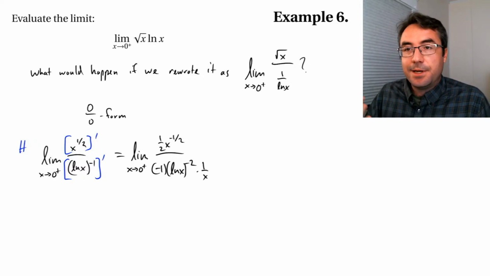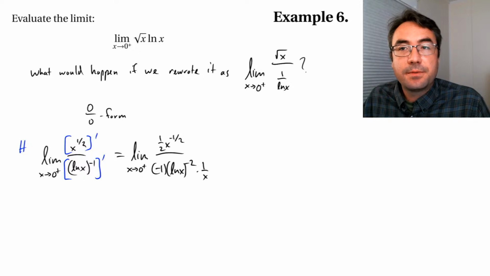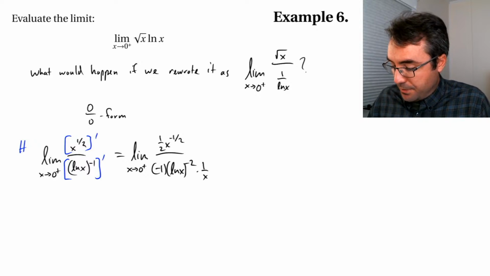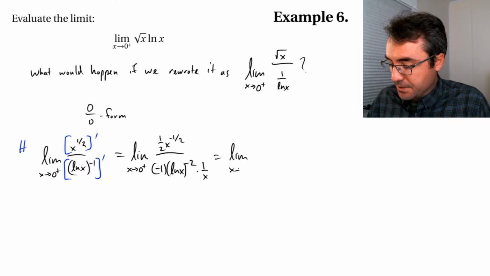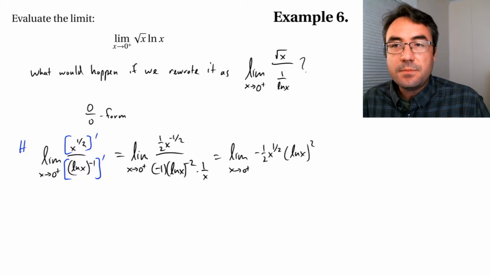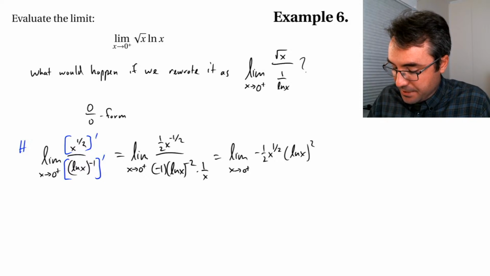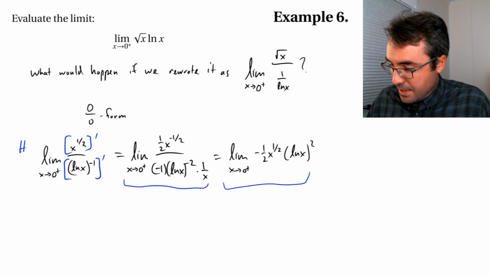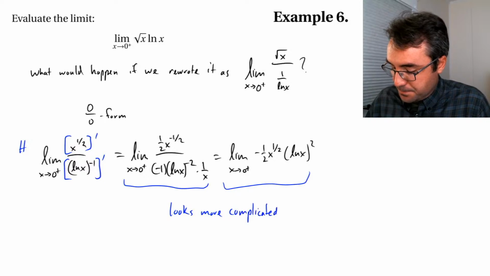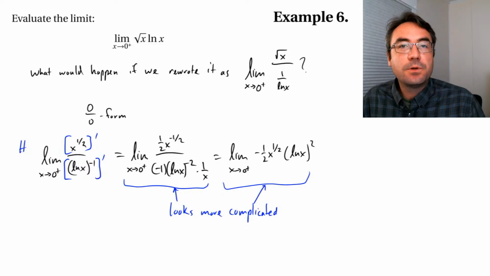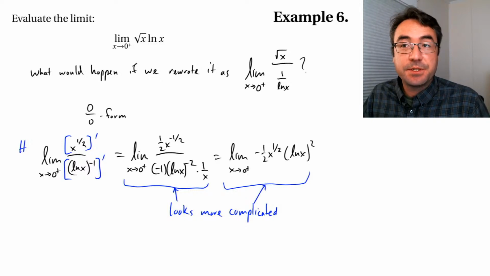And if we were to try to simplify this down, kind of like the approach that we took in the previous case, we would end up with the limit as x goes to 0 from the right of -1/2 x to the +1/2 power times the natural log of x squared. And you can see here by looking at either of these, this looks more complicated. So if you look at either of these, L'Hopital's rule looks like it's just complicating things if we use this rewrite.